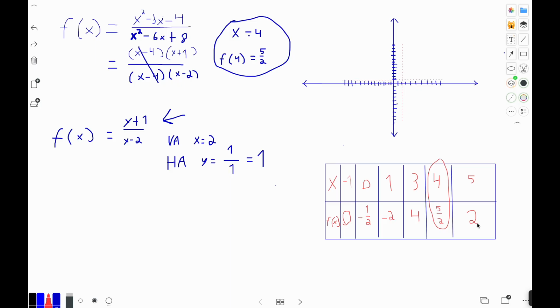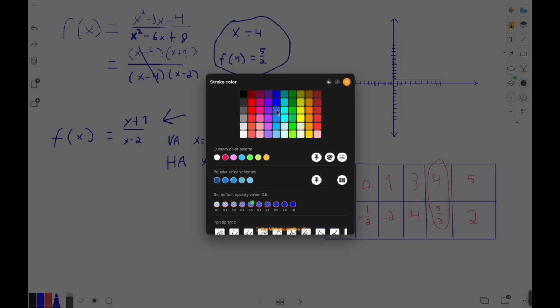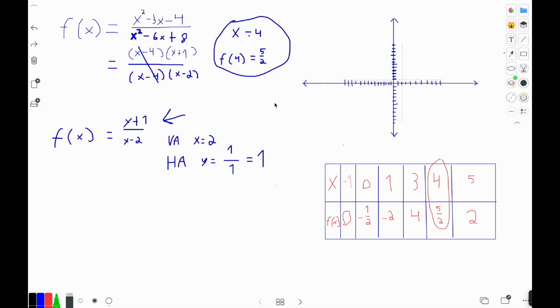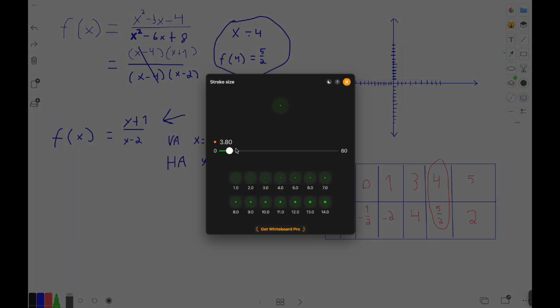So now let's plot these points. Let me get a different color. What color should I use? I think I'll use this kind of lighter green. Okay, so let's get a bigger color.